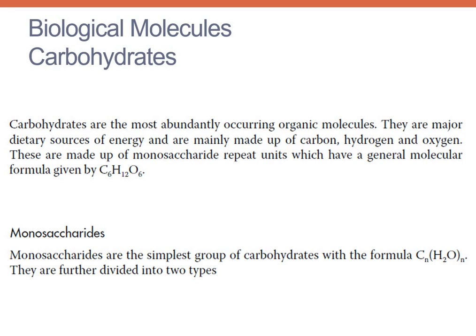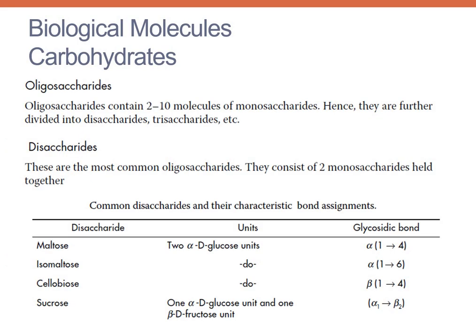Monosaccharides are the simplest group of carbohydrates, and they have in general the formula CnH2nOn. So when it is C6H12O6, this n becomes 6, right? They are further divided into two types. One is called aldose and another one is called ketose. In aldoses, the functional group is an aldehyde group, for example glucose, and for ketoses the functional group is a ketone group, which is more familiarly found in fructose.